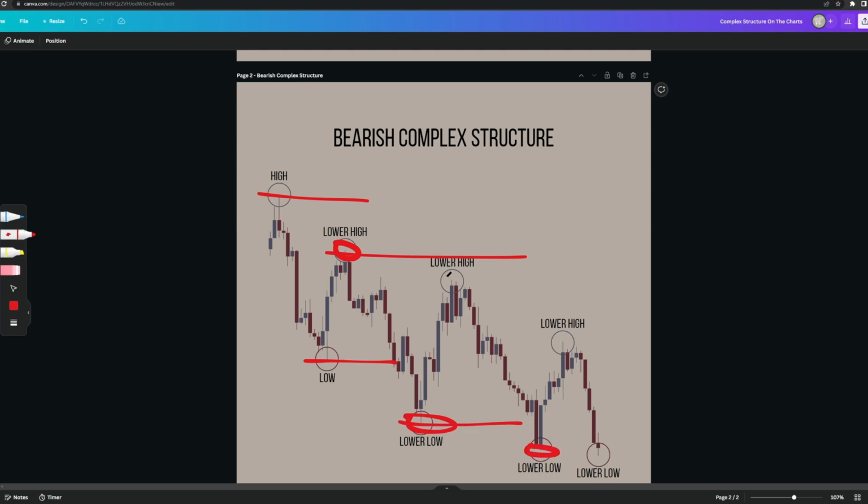Price makes a new low. Where did it come from? Well, it came from here. Price makes a new low. Where did it come from? Price makes a new low, breaks outside the range. Where did it come from? Came from here. That's my new range. Everything in between, all this extra noise, all internal structure.